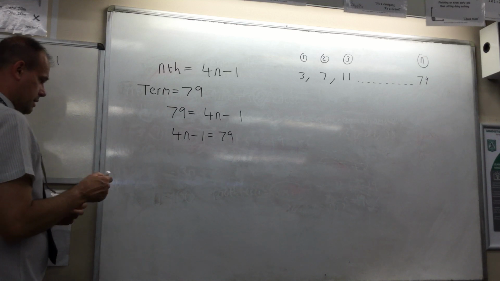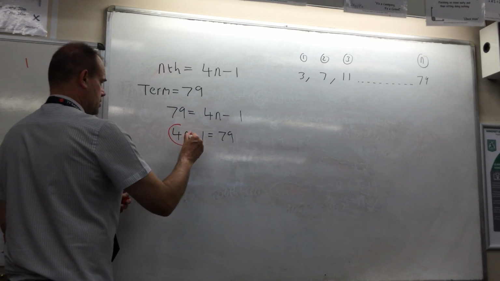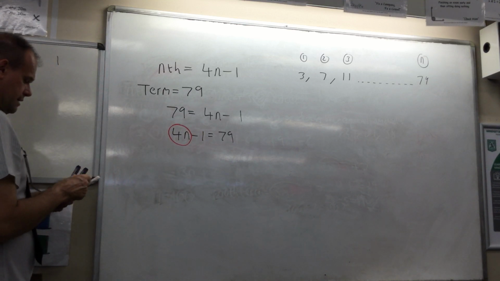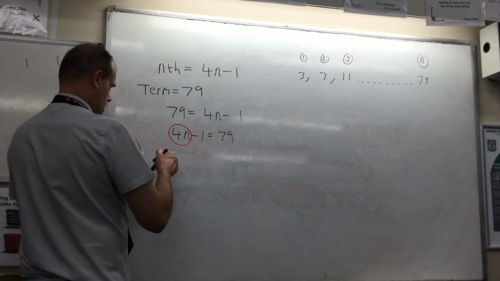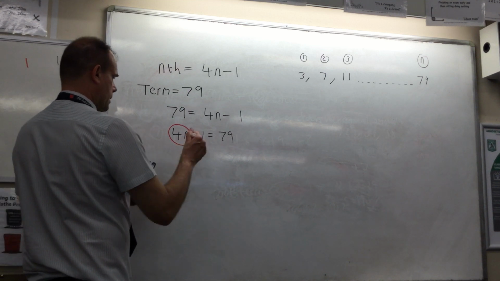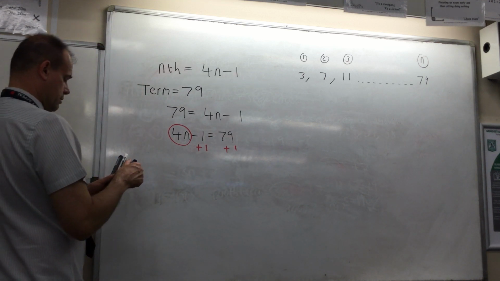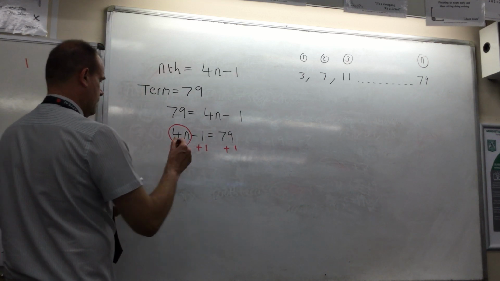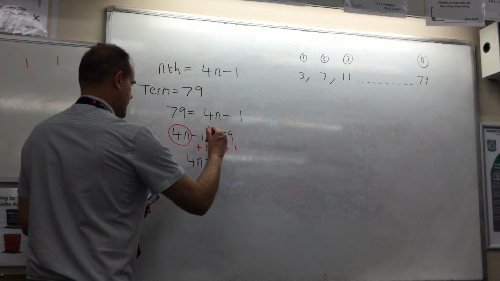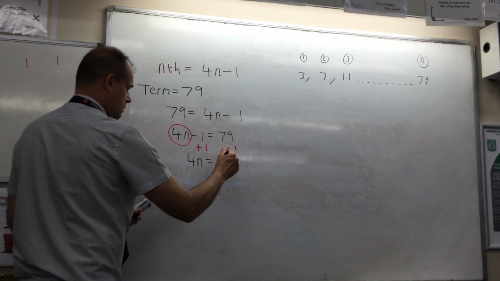If you remember what we did here, we leave what's attached to the solving letter to the end. We tend to leave that to the end. So how do you get rid of minus 1? You plus 1 on both sides. That gives you, this is extension, remember, so just for those who feel they can get that. 4n, they cancel out, opposite cancel, 79 and 1 is 80.